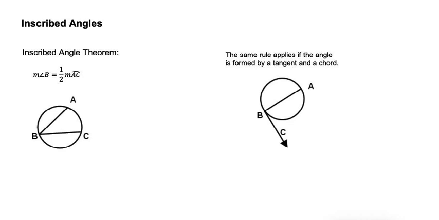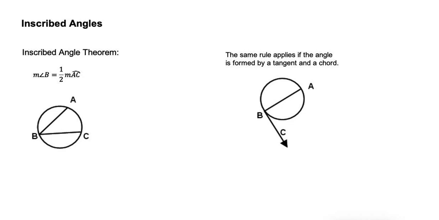So first of all, what is an inscribed angle? I have an illustration of one. Angle B is an inscribed angle in the first diagram. Its vertex is on the circle. The sides of the angle are chords of the circle.